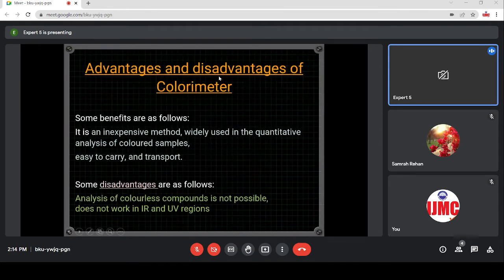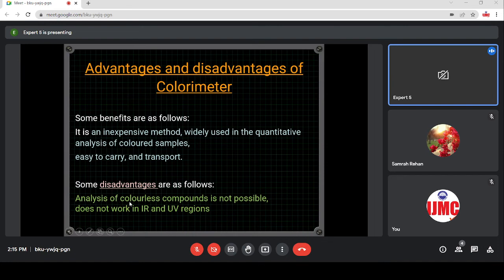What are the advantages and disadvantages of colorimeter? Some advantages are mentioned here. It is an inexpensive method, widely used in the quantitative analysis of colored samples, easy to carry and transport. But a few are disadvantages with colorimeter.